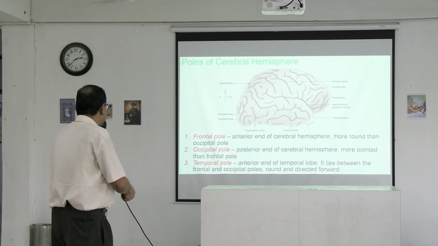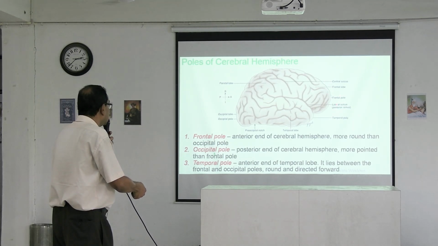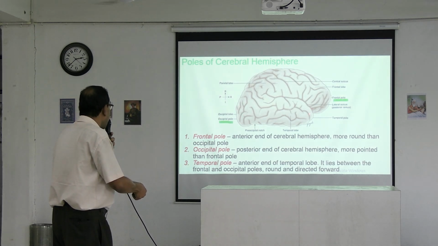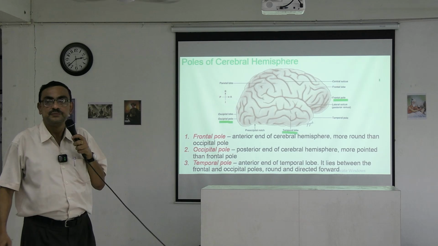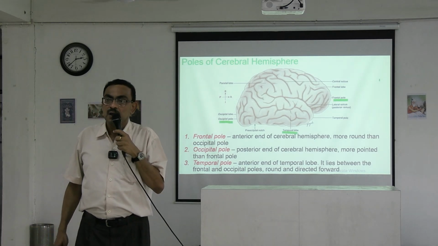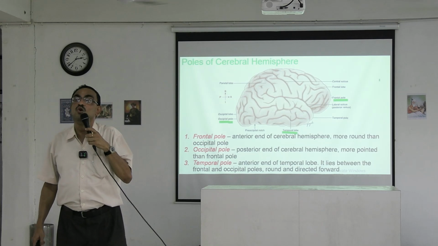Now, about the poles, here we can find that this is the anterior part of the cerebral hemisphere, this is the posterior part. Anteriorly, we get a pole, which is called the frontal pole. Posteriorly, we get another pole, which is called the occipital pole, and inferiorly we get another pole, which is called the temporal pole.